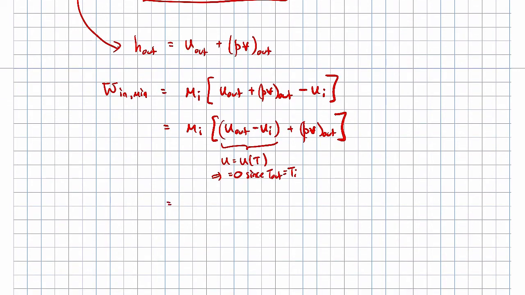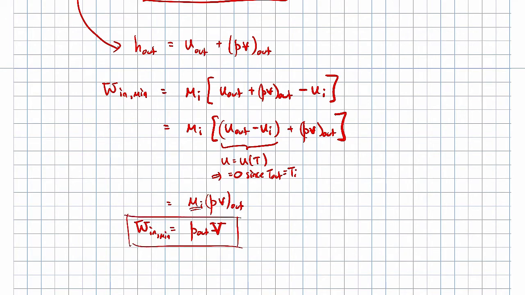So then what we're left with is the initial mass times P times the specific volume out. And the specific volume of the material going out, when you multiply it by the mass, just gives you the total volume. So it'll just be P out times the total volume. So the minimum work that we have to put into this is just the pressure coming out multiplied by the total volume of the tank.